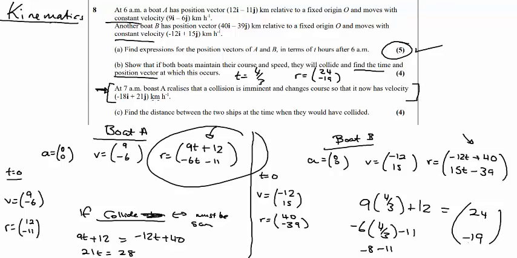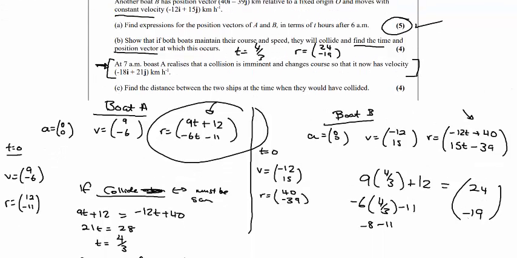At 7 AM, oh, this is actually quite a difficult thing. Okay, at the time we know it would have collided at t equals 4 over 3. So boat A at 7 AM realizes that the collision is going to happen, so obviously it's smart. It's like, let's change course, otherwise we're all going to die. And it now has velocity minus 18, 21.